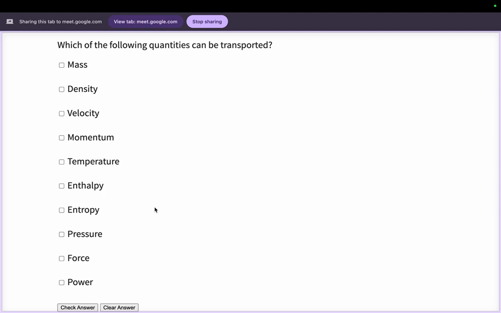This is a quick question to understand how conversant you are with this topic. We say a transport phenomenon. So which of these quantities do you think can be transported? All of them are physical quantities. We define transport phenomenon as the transport of some physical quantity. So which of these quantities do you think can be transported, and which of these cannot be transported?